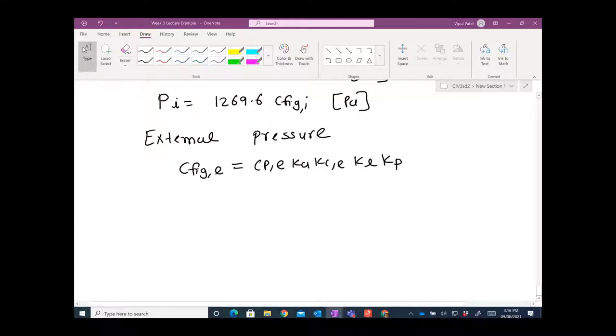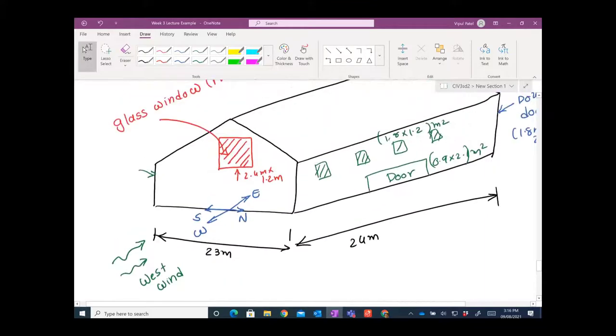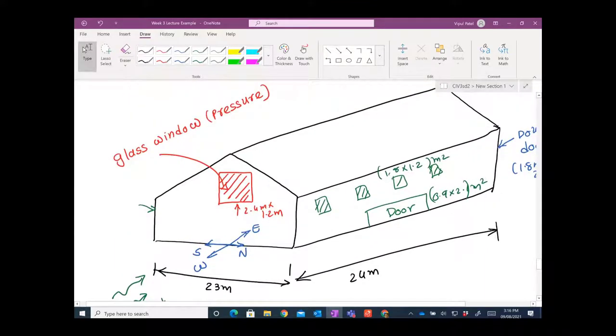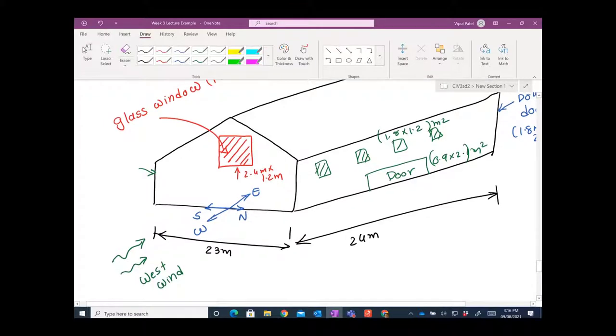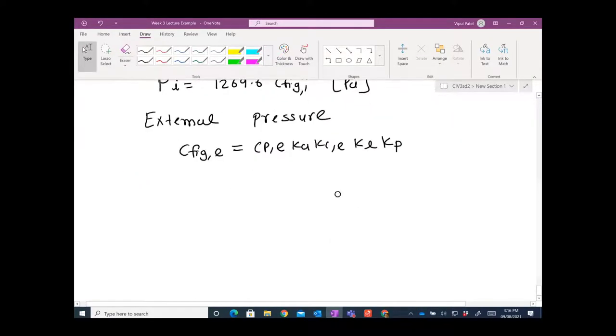Now, the first question is to find the pressure on this glass window, right? And this glass window is sitting on the windward wall. If you look at that, it's a windward wall because the wind is coming from here. So we need to calculate the pressure for the windward wall. Okay, so that's fine. Let me calculate the CPE now. We're going to take these factors one by one. So let's get CPE.